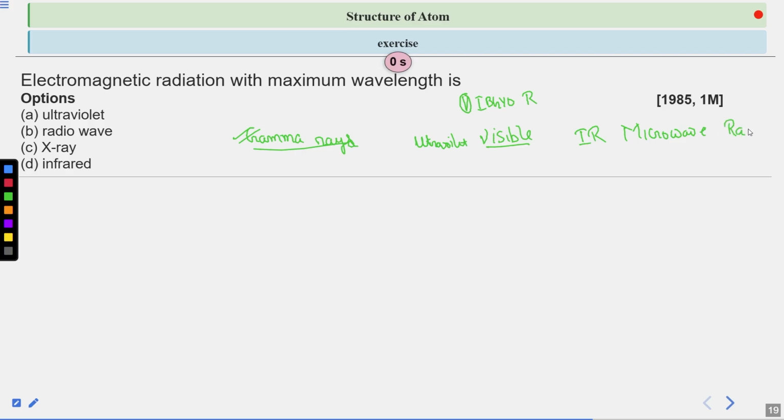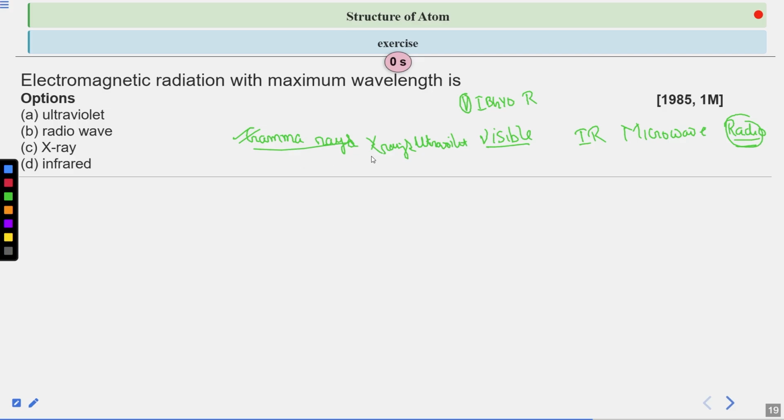Lastly, your radio waves are the longer one. So radio is used for long communication, so it is of the longest wavelength. And this is your X-rays. Just try to remember this with the help of this mnemonic. Now we have further classification of radio into short radio waves and long radio waves.